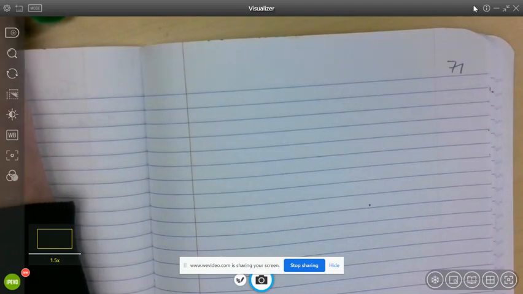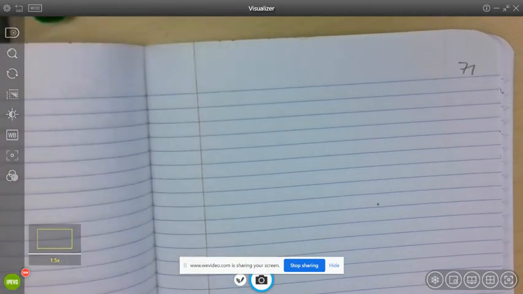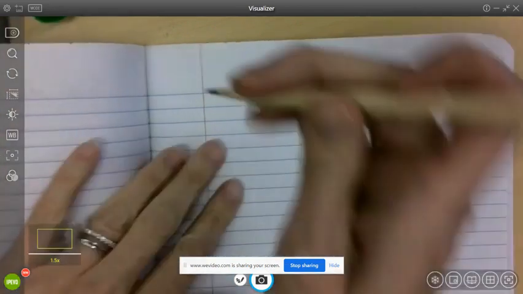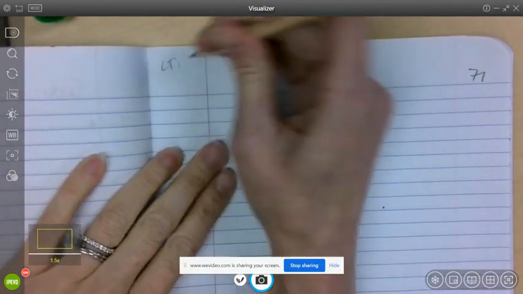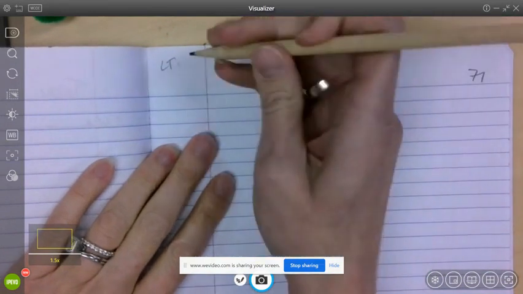Okay, here we go. We're going to take notes on waves. So we should already have our learning target. Today we're going to be on pages 70 and 71. Our learning target today on page 71 is I can model and describe the different characteristics of waves.